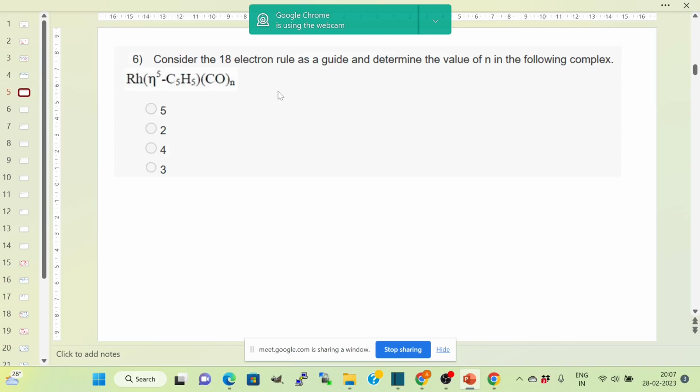This one, I should say, is an organometallic compound. This does not come under your course at all. But since it's the 18 electron rule, most of the time they will only ask about this Cp ligand. This is called Cp, cyclopentadienyl. So I'll just try to solve this. Consider the 18 electron rule as a guide and determine the value of n in the following compounds.